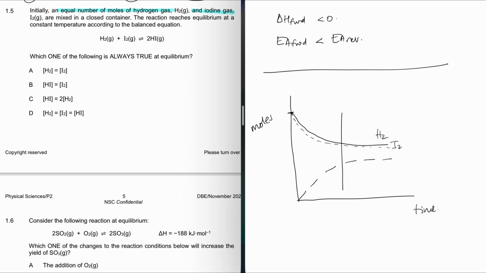So because they started off at the same amount and because they are in a ratio of 1 to 1, the equilibrium amounts of H2 and I2 are going to be the same, and because it's in some container, their concentrations are going to be the same. So the answer to this question is going to be A. The concentration of H2 is going to equal the concentration of I2.